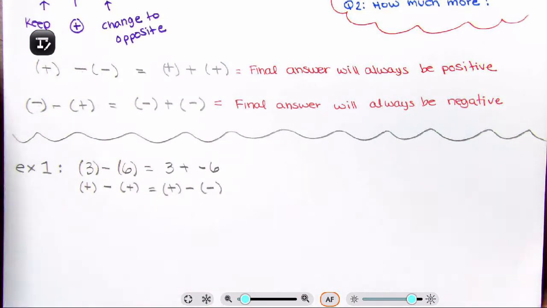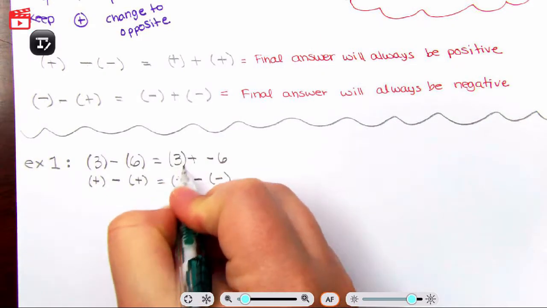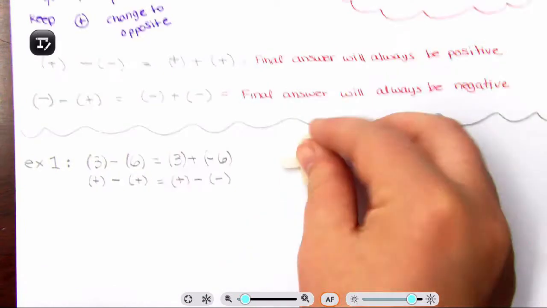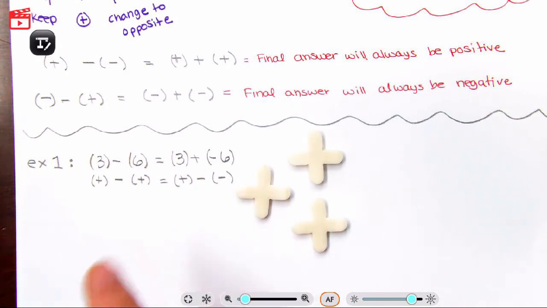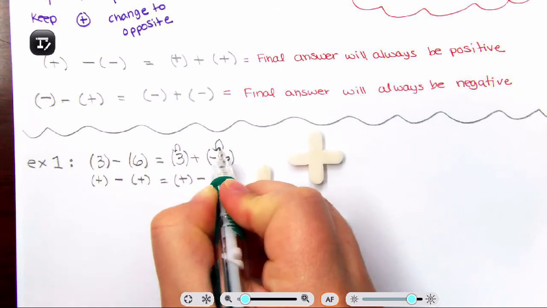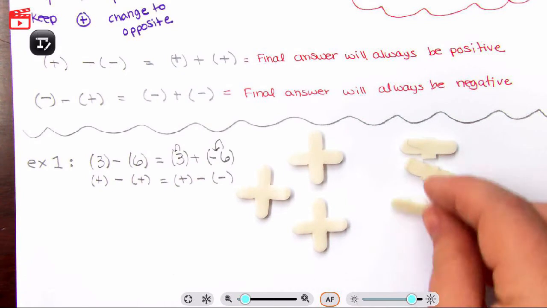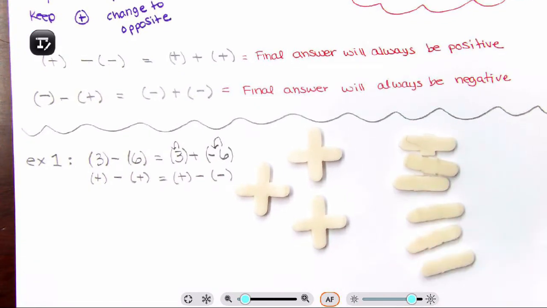I have 3. Sorry, guys, I keep moving papers around today. What kind of 3? 3 positives. So here, 1, 2, 3. And how many negatives do I have? I have 6 negatives. So when you're doing this, always look at the sign in front to know if your value is positive or negative. So I have 1, 2, 3, 4, 5, 6. Okay.